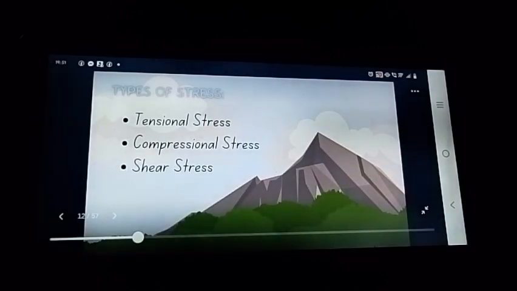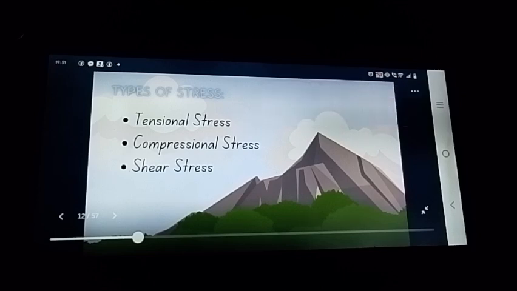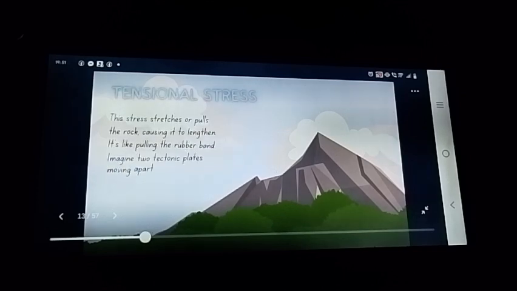So, these are the types of stress: tensional stress, compressional stress, and shear stress. First, tensional stress. This stress stretches or pulls the rock, causing it to lengthen. It's like pulling the rubber band. Imagine two tectonic plates moving apart at a divergent boundary, creating tensional stress.